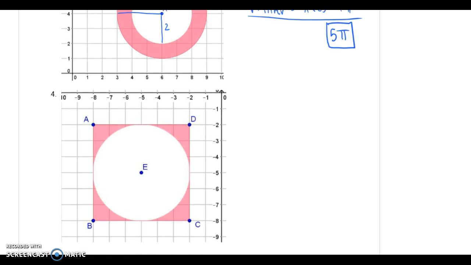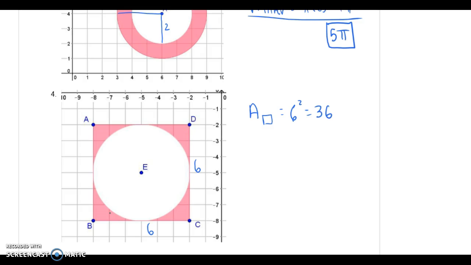In number 4, we have what looks like a rectangle, potentially a square, surrounding a circle. So the process is still the same. We want to find the outer area and then subtract off the inner area. Well, the outer area, we're going to call it this rectangle. It has dimensions 1, 2, 3, 4, 5, 6 by 6. So indeed it is a square. So it's going to be 36.